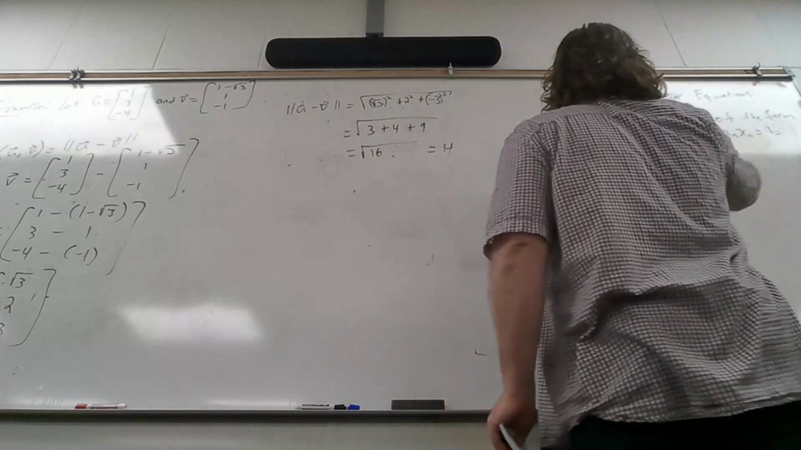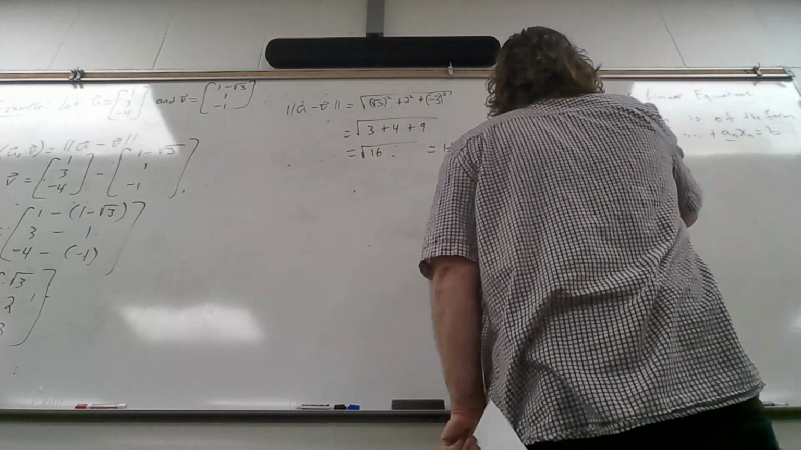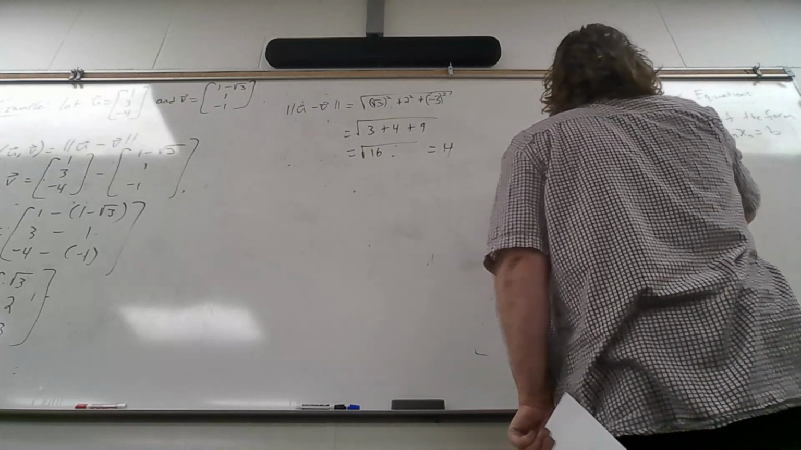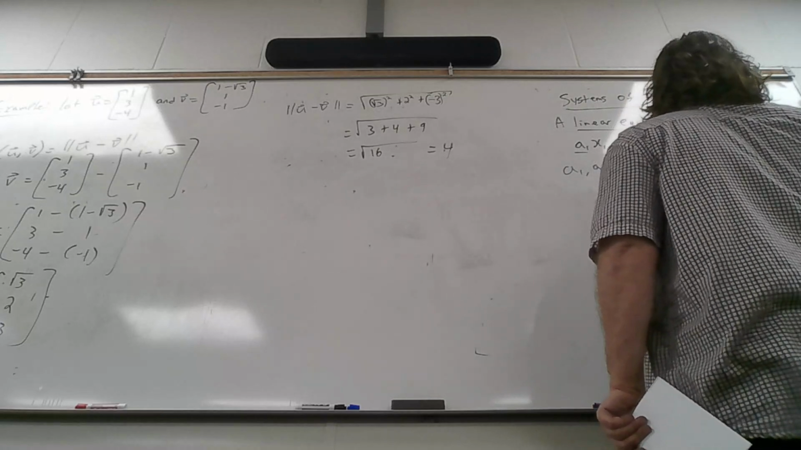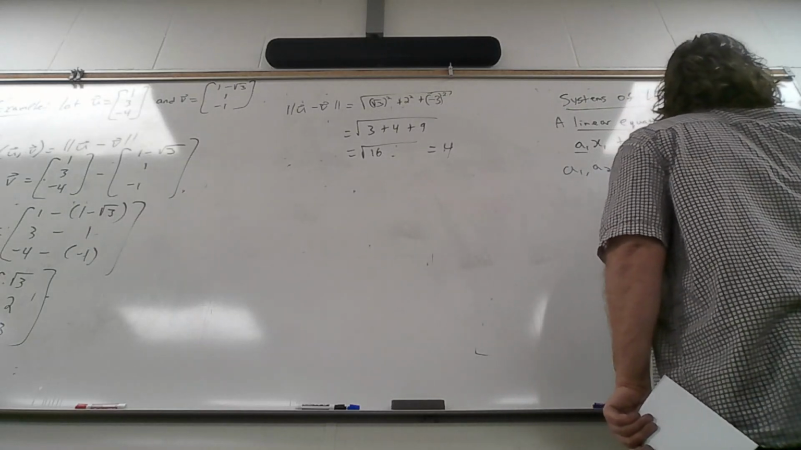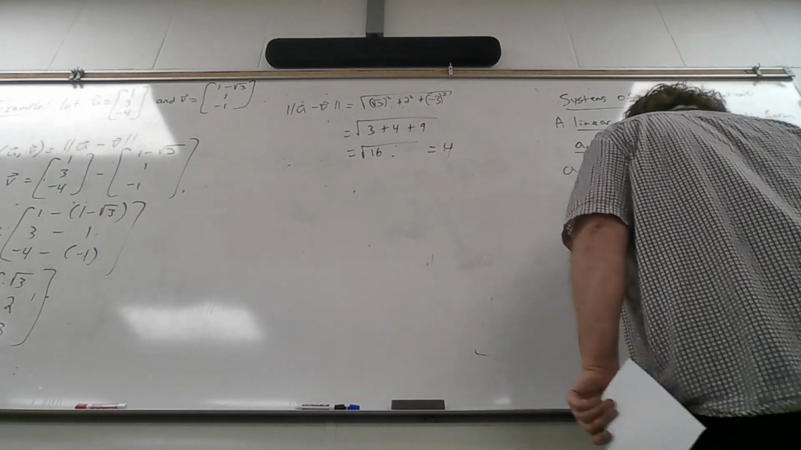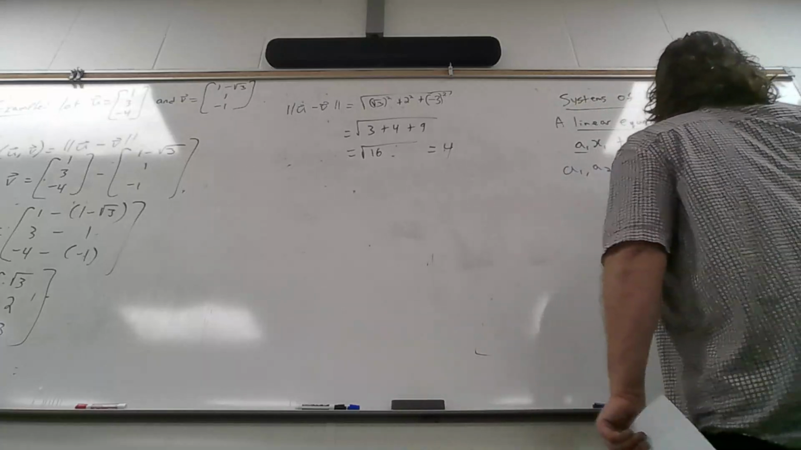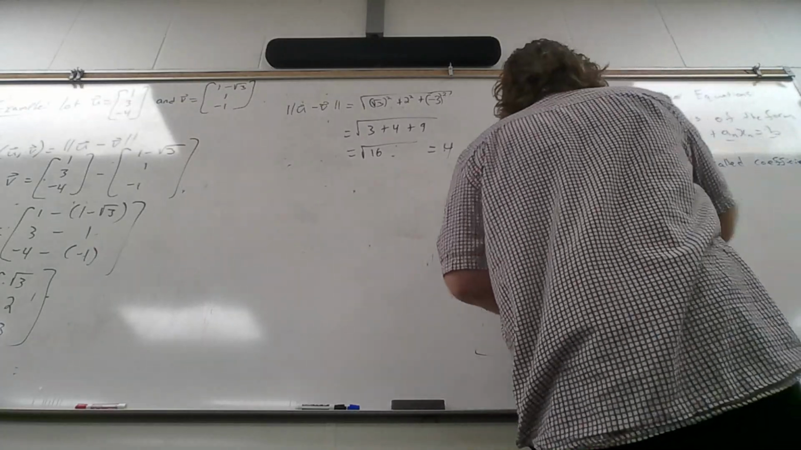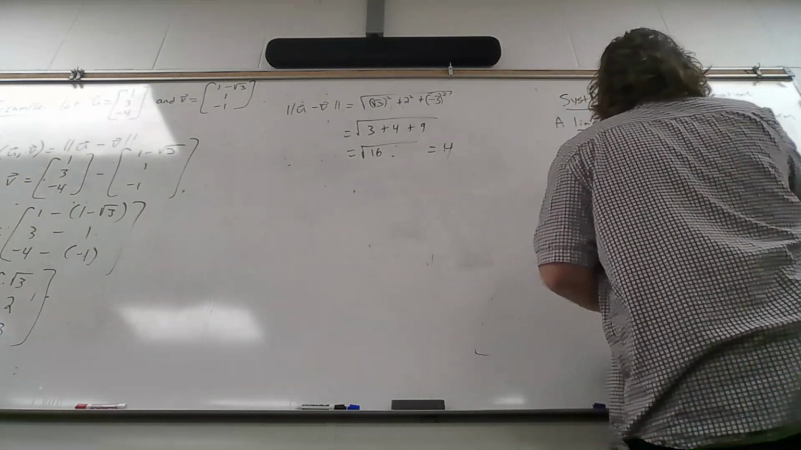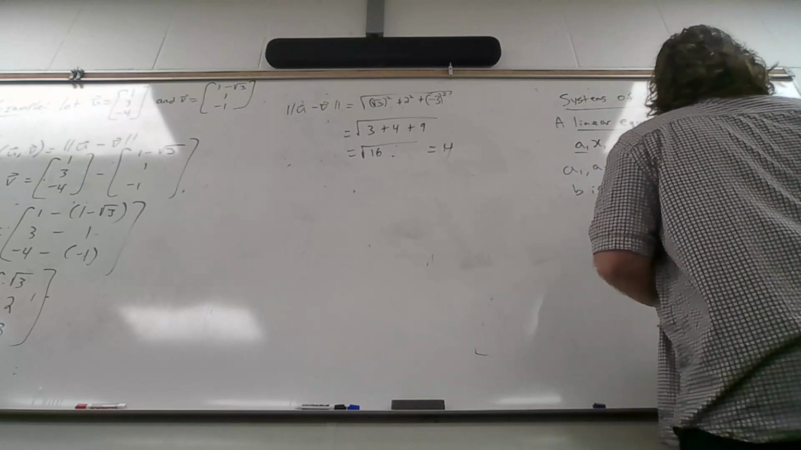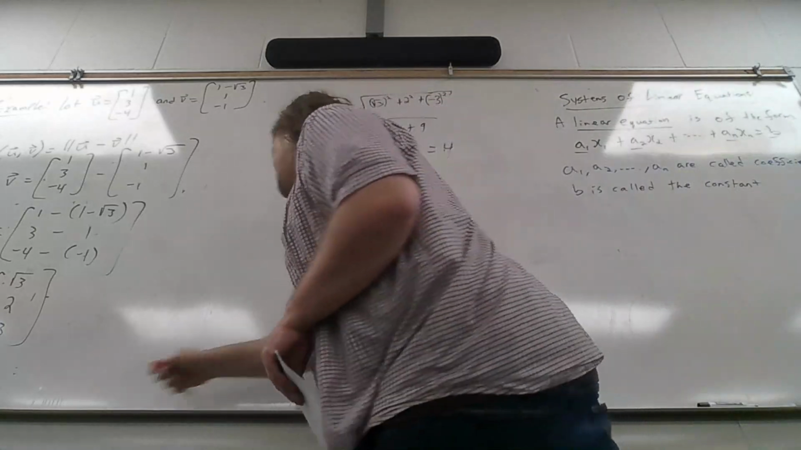So these a's, a1, a2, are called coefficients. This guy right here is called the constant. And naturally, all these x's are the variables.